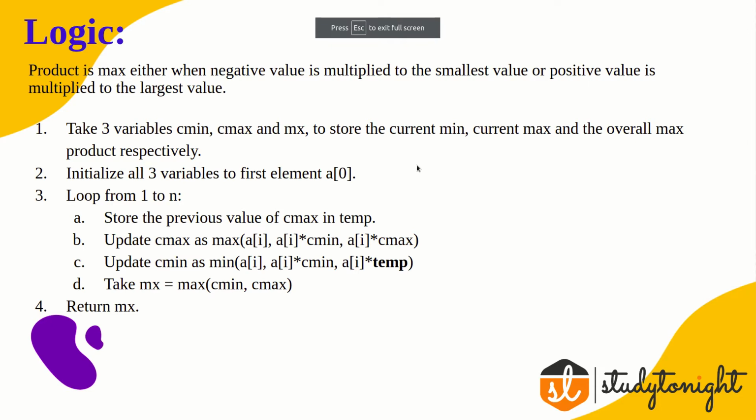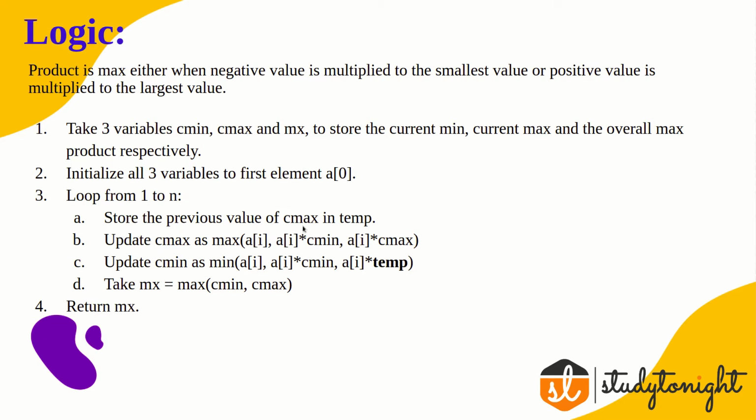So the first step would be to initialize all three variables to the first element, a of 0. Now we'll make a loop from 1 to n, so we'll loop over all the elements of the array. As per the discussion we had about the logic, the product of multiple numbers can be maximum when the two numbers of highest magnitude are multiplied, which have the same sign, or two elements of opposite sign are multiplied to get the least possible value. Okay, so this is what we are trying to do here.